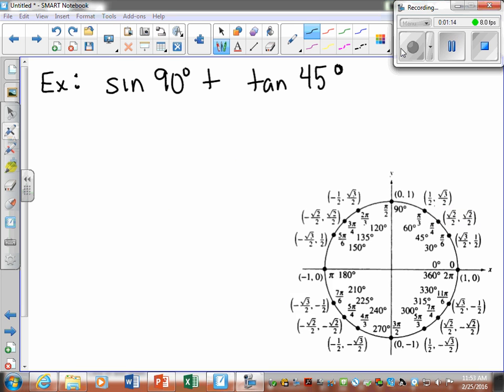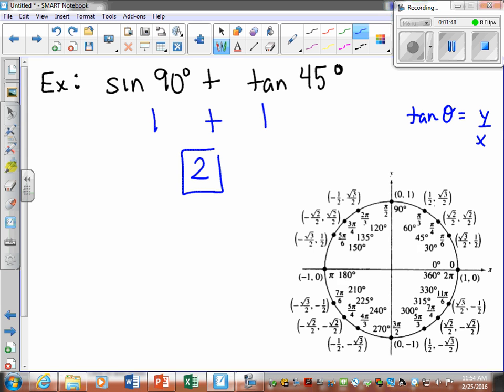Okay, our next one is the sine of 90 plus tangent of 45. So first of all, we want to evaluate sine at 90 degrees. It's the y value, which is going to be 1. Tangent at 45 degrees, so we come over here to 45 degrees. What's the tangent defined to be? Tangent theta is equal to y over x, but what's the same thing divided by the same thing? Just simplifies to just 1, so that's pretty nice. And then we just algebraically simplify this to be 2.